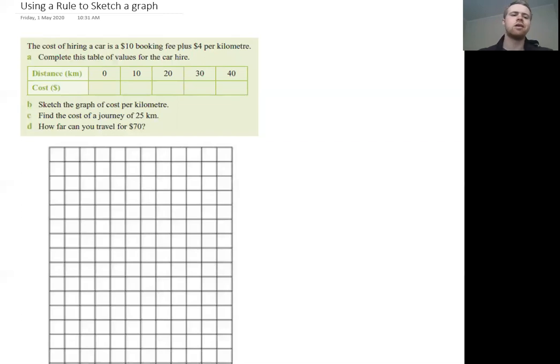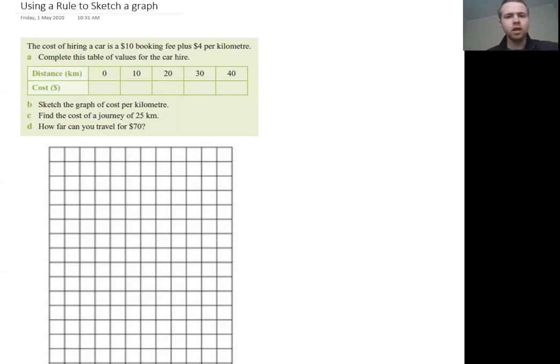Today we're going to be looking at a similar thing to last lesson. We're going to be looking at using a rule to sketch a graph. So the way we're going to do this is we're given a rule, we're going to then find some points in a table and then put that on a graph and use that graph to interpolate some different answers. Okay, so we're going to find graphical solutions.